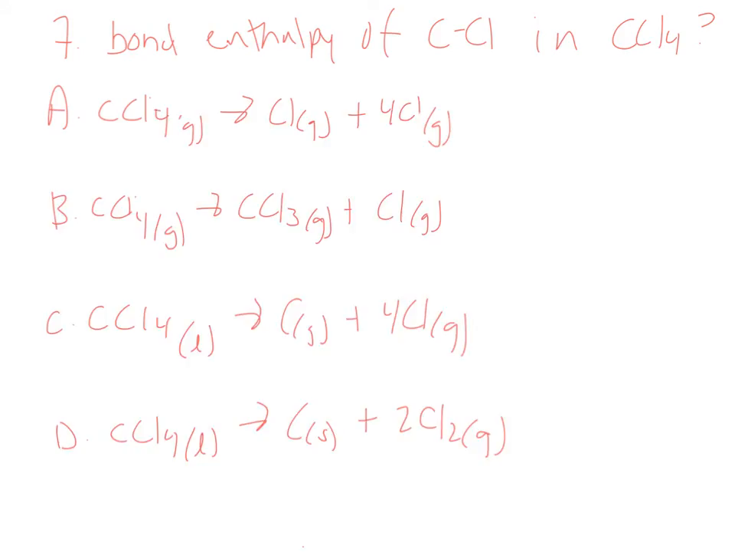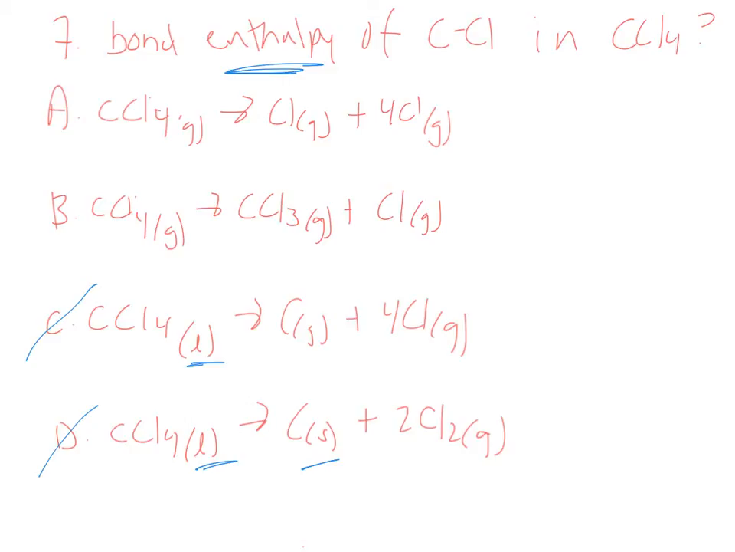Number 7 wants to know which one represents a bond enthalpy of a single carbon-chlorine bond in CCl4. So first thing I want to look for is if the reactants and products are all gases, because bond enthalpy is always referring to everything in its gaseous state. So C and D I can eliminate right away because they have liquids and solids in there. So it's either A or B.